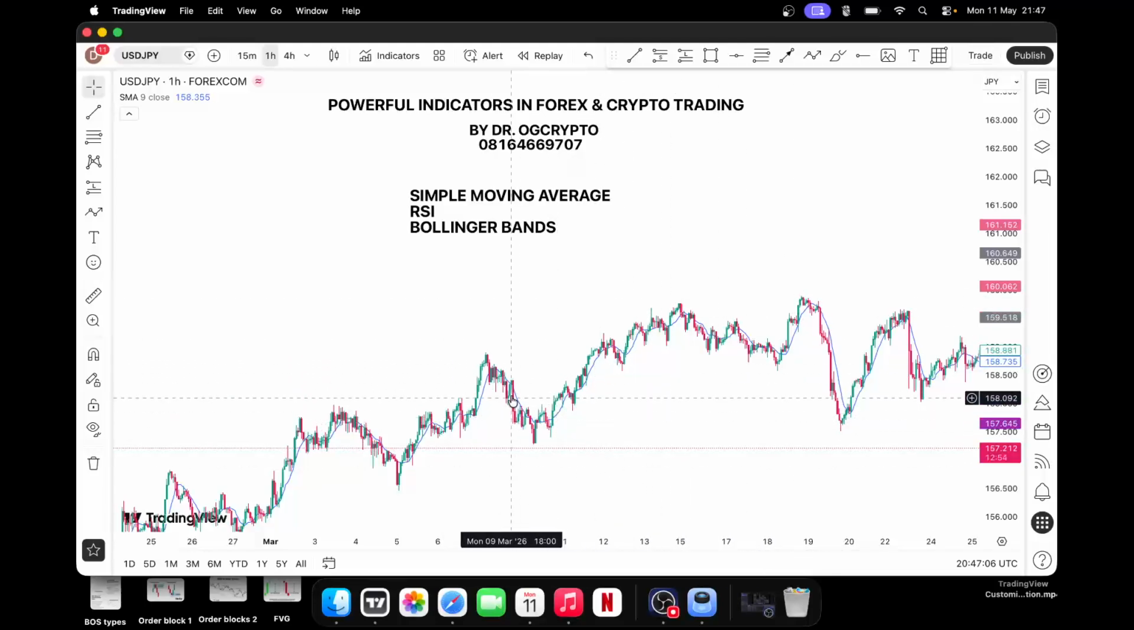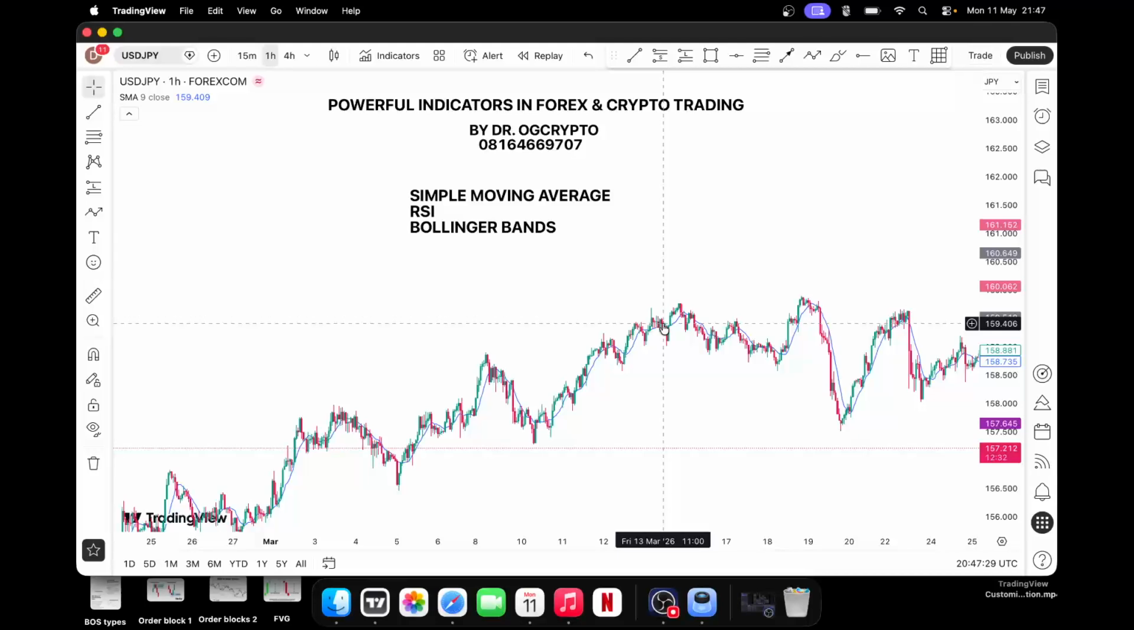This simple moving average will help you know that if you see price around this place, you need to buy, and if you see it around this place, you need to sell. It helps us to spot the direction of the market early. So you quickly know if the market is about to reverse and start going up, or about to reverse and start coming down. That's the importance of the simple moving average.